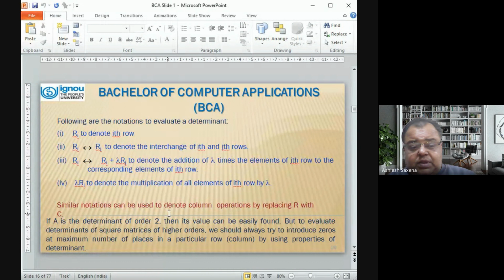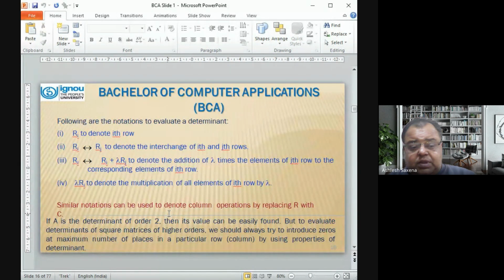Now keep one thing in mind. Don't mix row and column in a particular problem. Operations with rows will be done in a particular problem, and operations with columns will be done in a particular problem. Don't mix row and column together in a problem. If A is the determinant of order 2, then its value can be easily found. But to evaluate the determinant of a square matrix of higher order, we should always try to introduce zeros at the maximum number of places. Remember this, what I'm telling you right now.